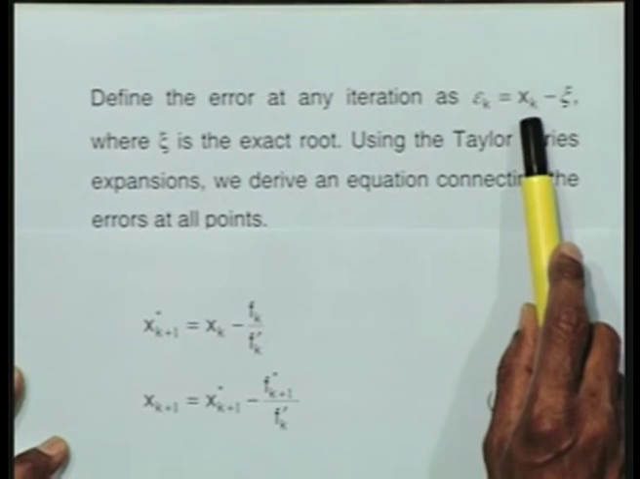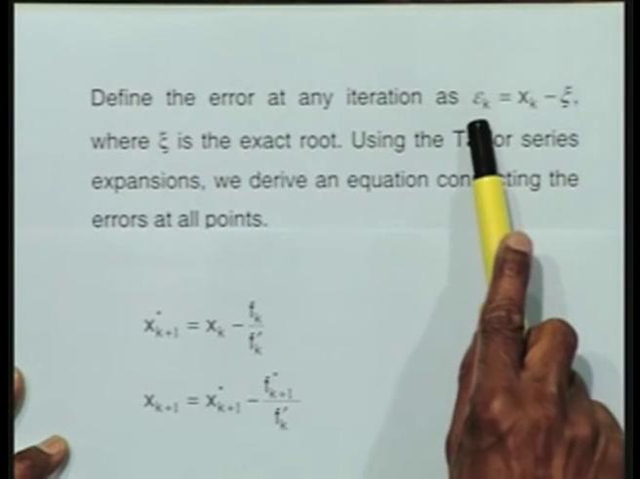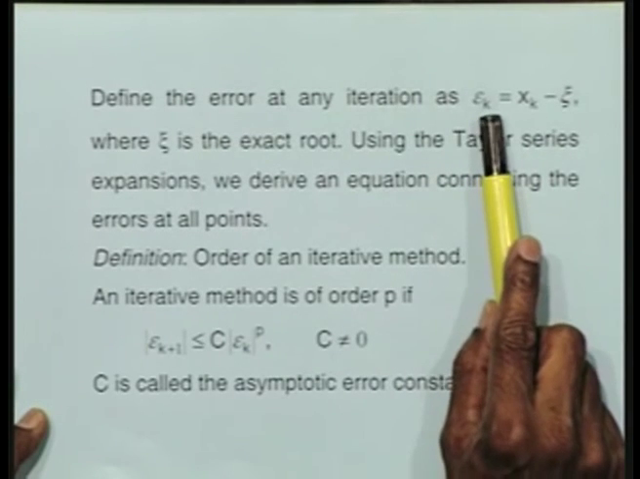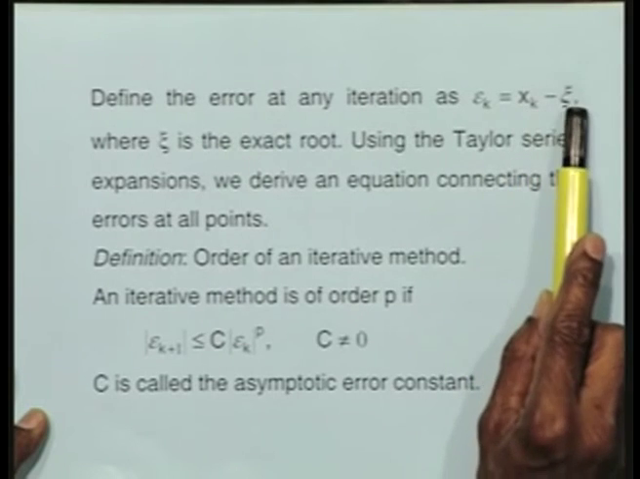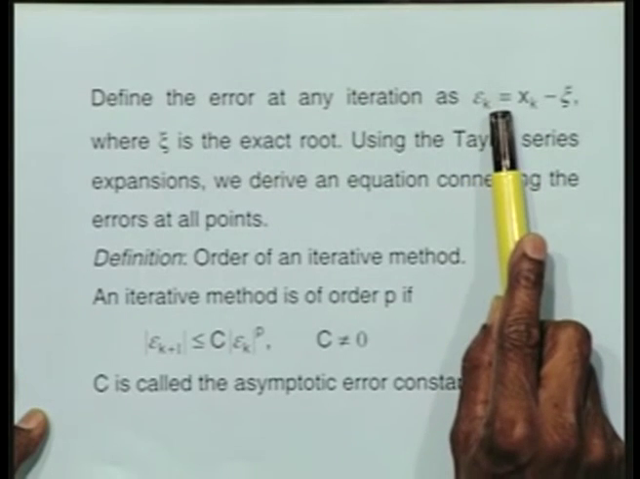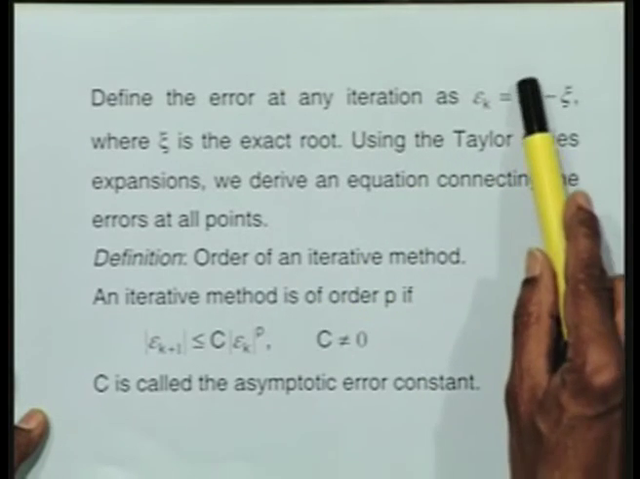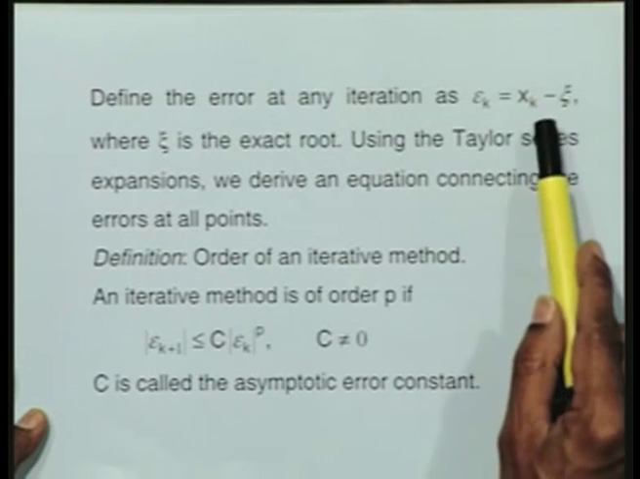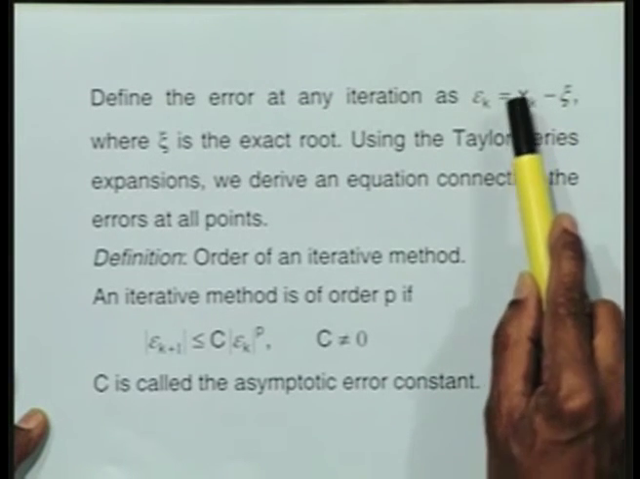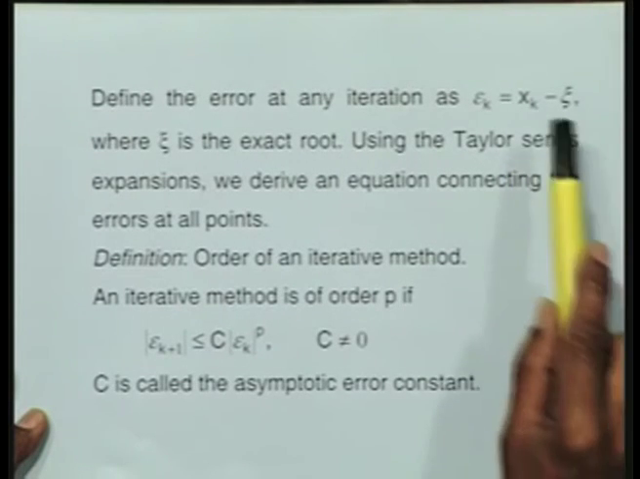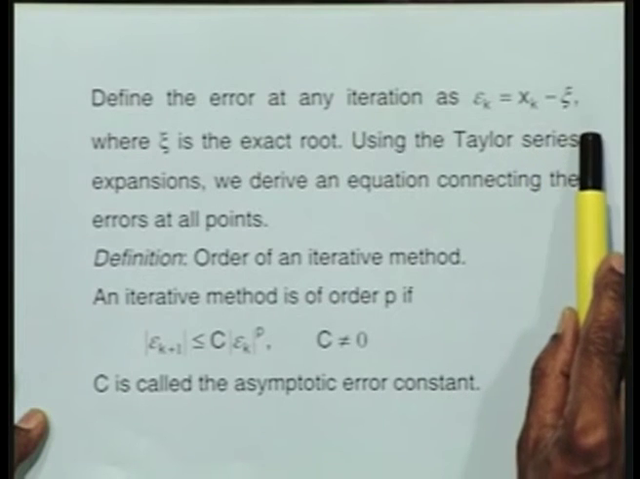So, to define this, let us define the error as xk, the current approximation, minus xi as epsilon k. Similarly, epsilon k plus 1 is defined as xk plus 1 minus xi, epsilon at k minus 1 is equal to xk minus 1 minus xi, and so on, depending on what xk values we are using. If you are using Newton-Raphson, we have only one value xk. If you are using secant method, we have to use xk minus 1. If you are using Muller method, we have to use xk minus 1, xk minus 2, all of them.